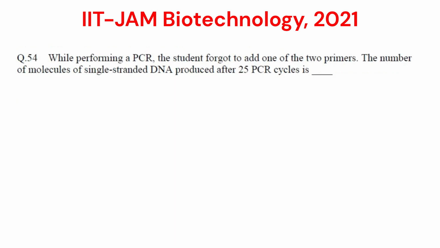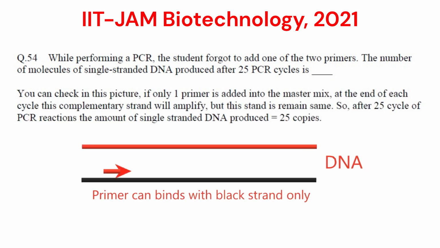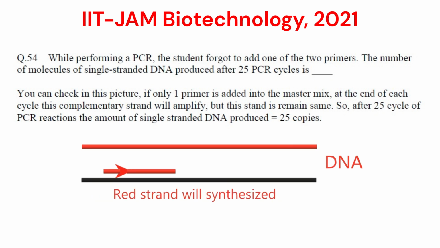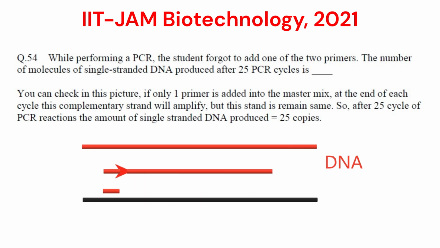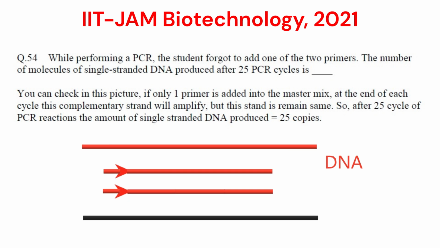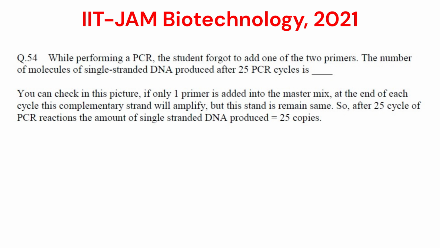Here the researcher forgot to add one primer and he completed 25 cycles of PCR. Now you have to calculate how many copies of DNA will be produced. You can check this picture. If only one primer is added into the master mix, at the end of each cycle, this complementary strand will amplify. But this strand remains the same. So after 25 cycles of PCR reaction, the amount of single stranded DNA produced is 25 copies.